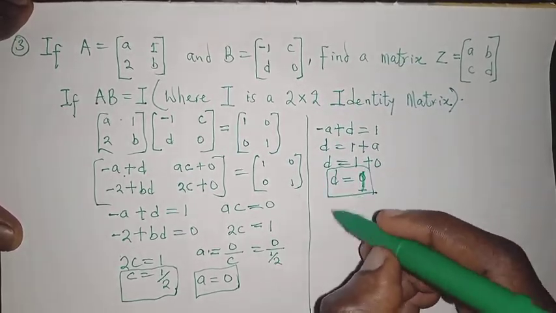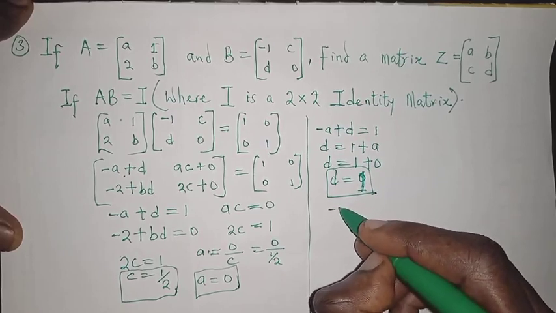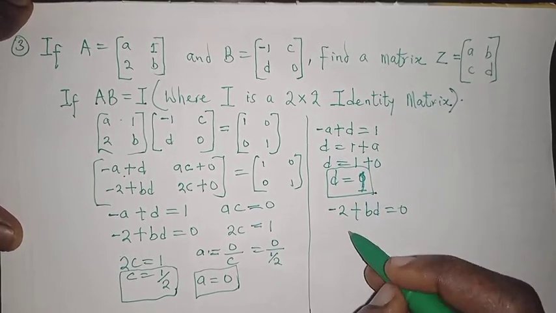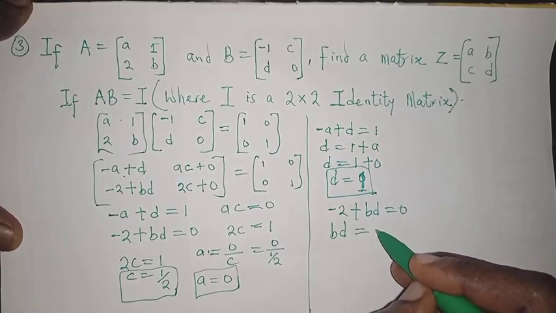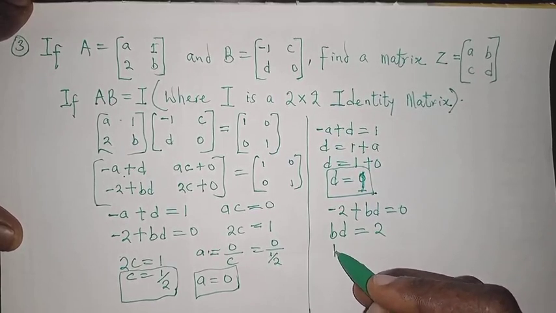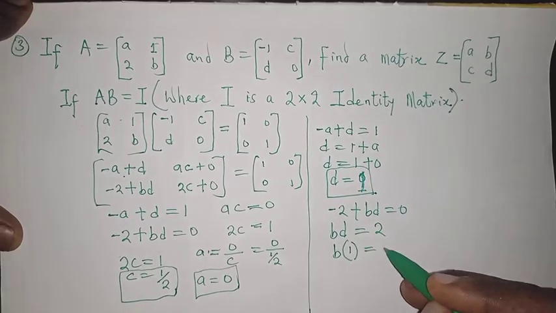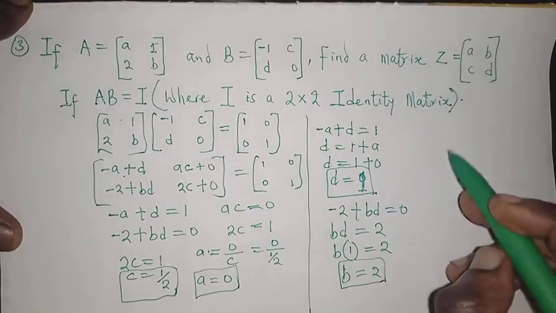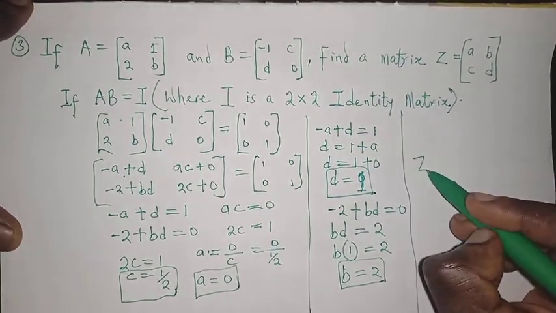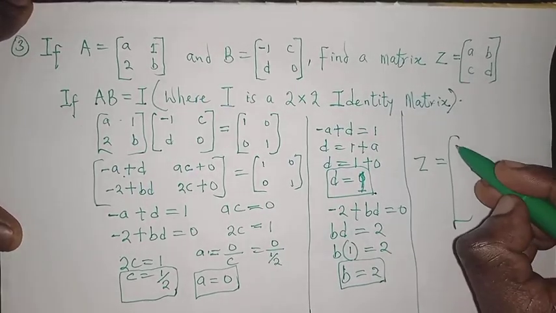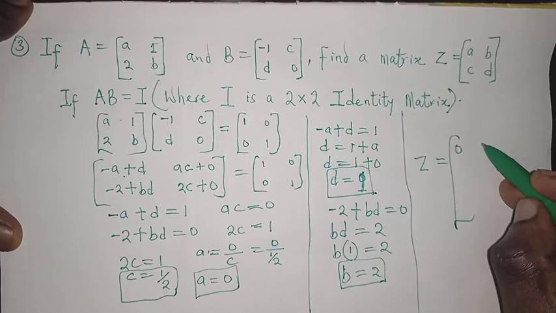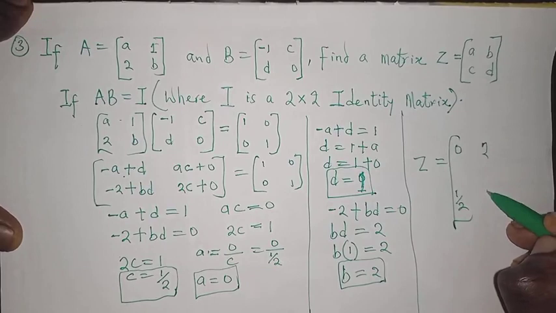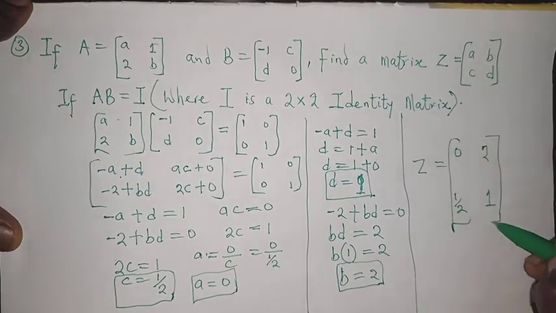Then finally B. So minus 2 plus BD gives me 0, meaning that BD equals 2. And if D equals 1, it simply means that B equals 2. So that is the final answer. So the matrix Z is simply A. Remember, A is what? A is 0. B is what? B is 2. C is what? Half. And D is 1. So that is our final answer.